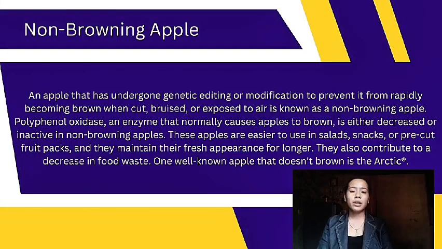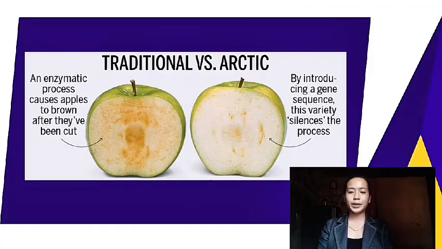So, non-browning apples are apples that do not turn brown quickly after being cut. They are modified to slow down the browning process, making them look fresh for longer. Traditional versus Arctic apple. Traditional apples turn brown after being cut because an enzyme reacts with oxygen. Arctic apples are genetically modified to silence the gene responsible for this enzyme. So, this means Arctic apples stay white and fresh longer even after slicing.